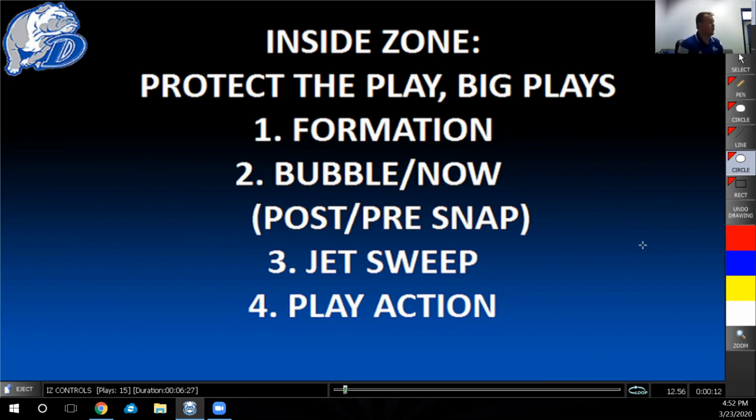So number one is formation. Everybody has formations in the game plan, things like that. So are you going to use tight ends and fullbacks or not? Is that something in your offense or not? Using bubble screens and now screens, pre or post snap or both, whatever your prerogative is. We did both last year.